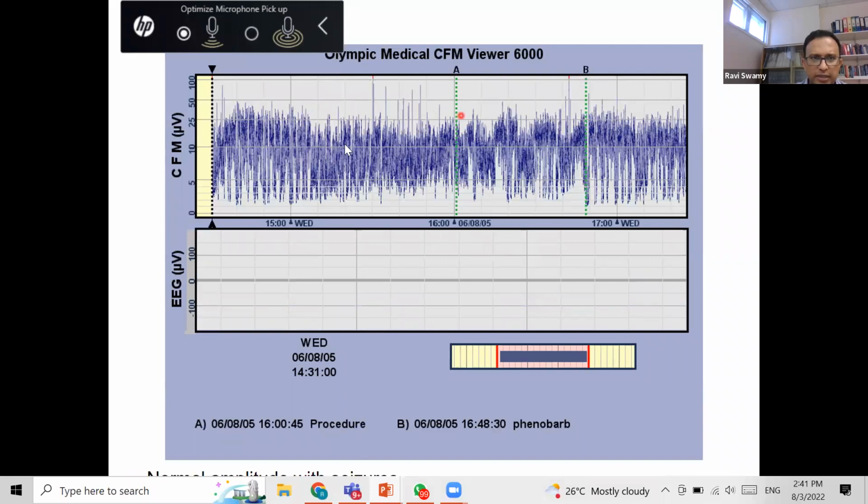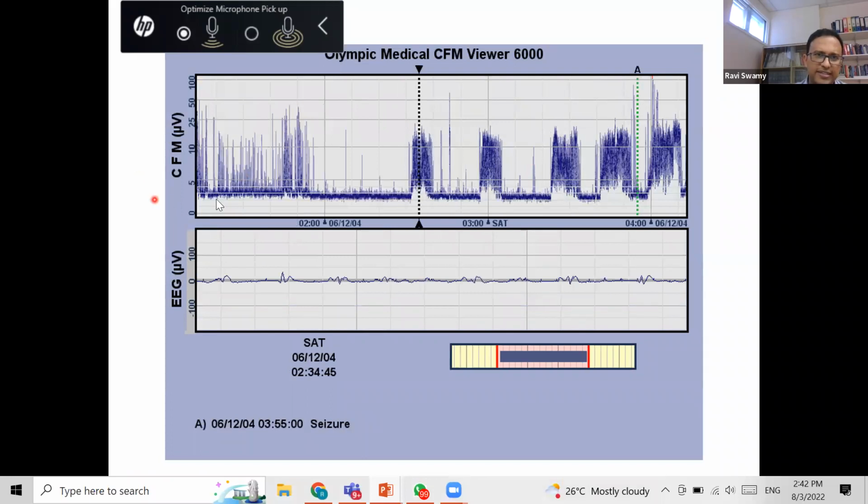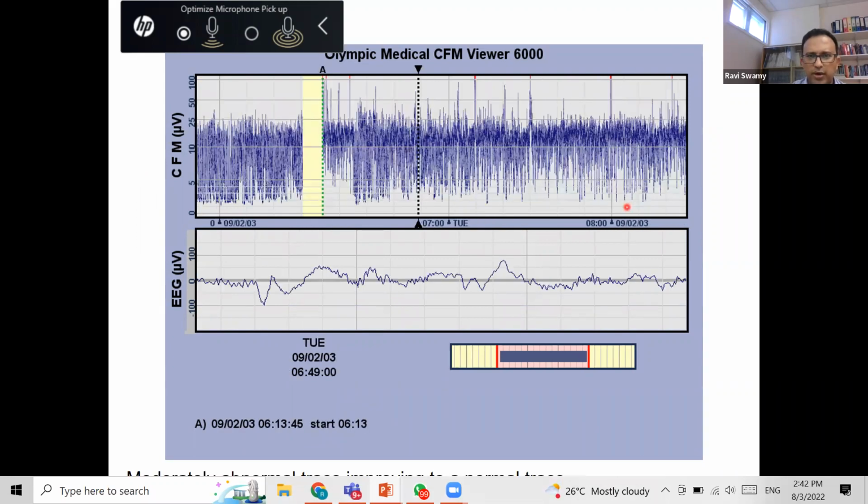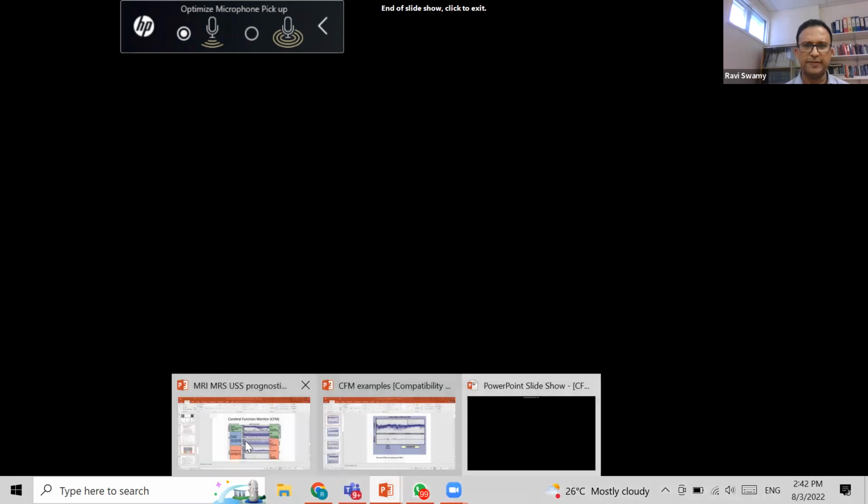And this one here above 5, above 10, so this will be probably a normal amplitude EEG. There's nothing to worry here. This is severely suppressed, below 5, below 10, and some seizures. Everywhere seizures. You will be putting it as seizures. Okay, I think that's pretty much what I wanted to show you in terms of CFM. So let me go back to the previous presentation.